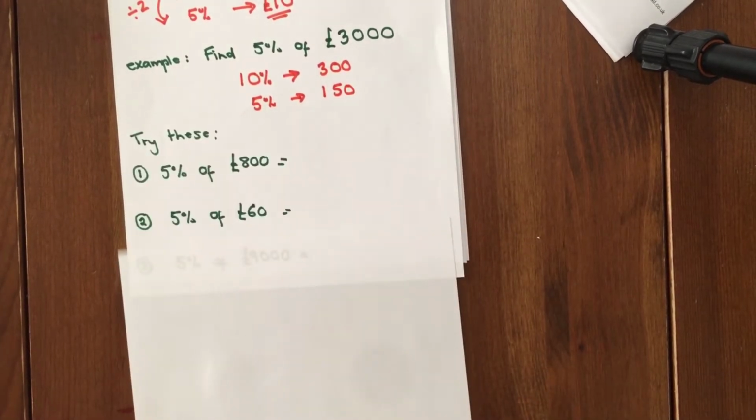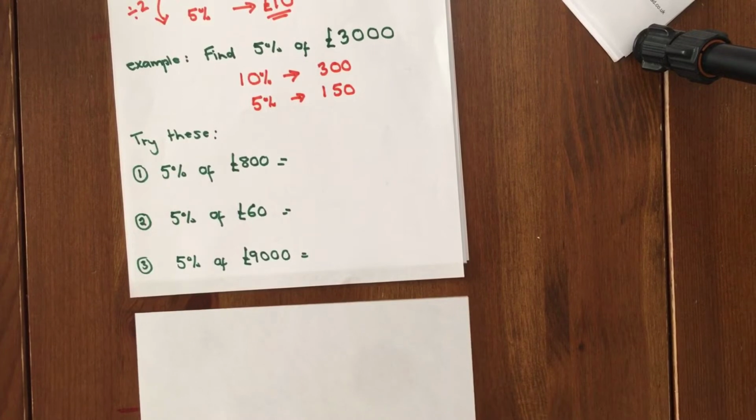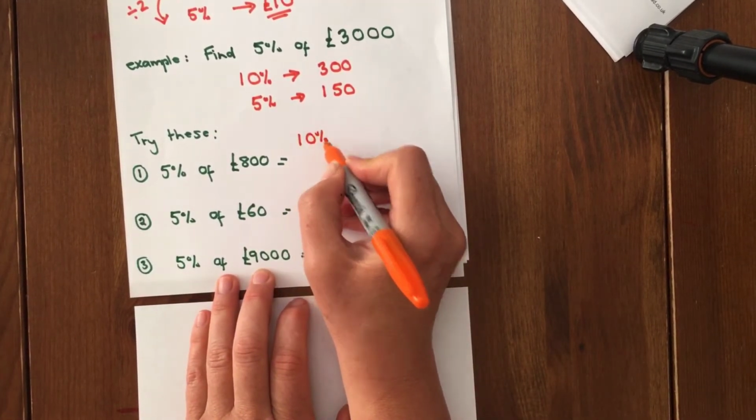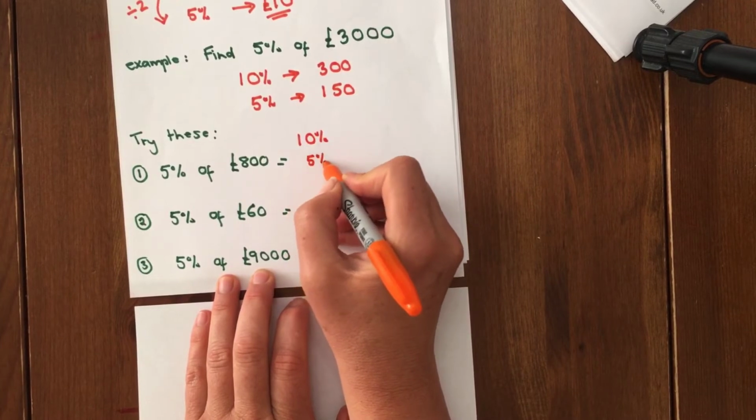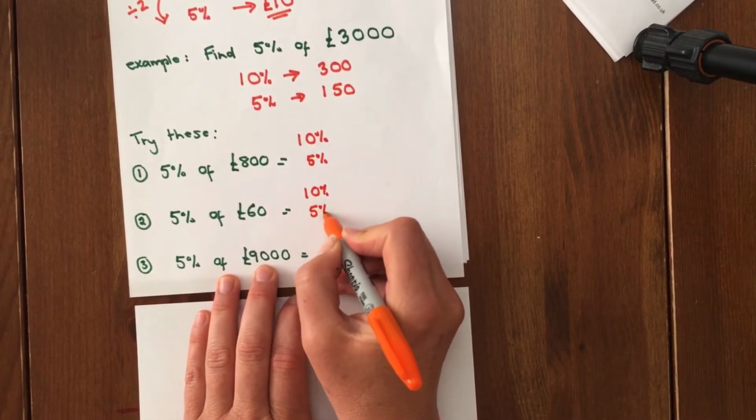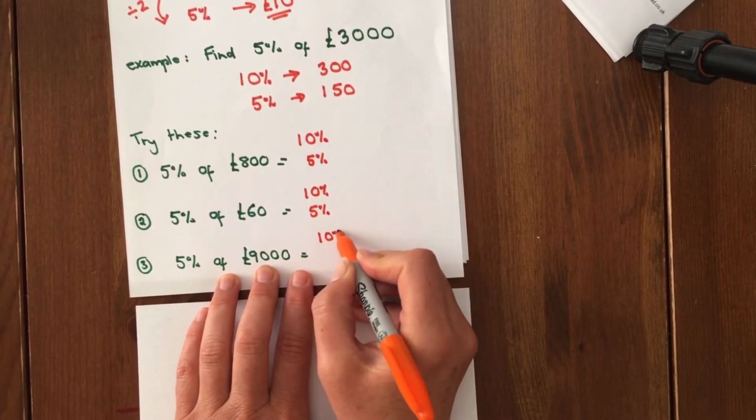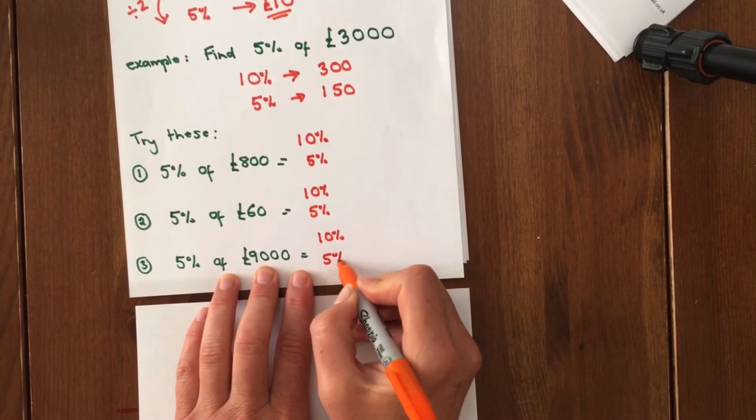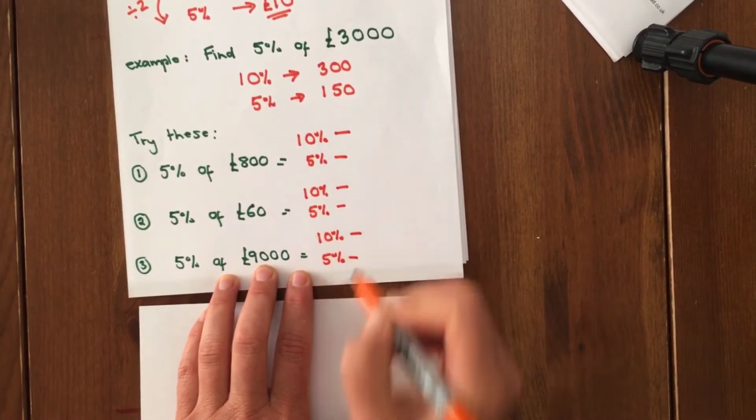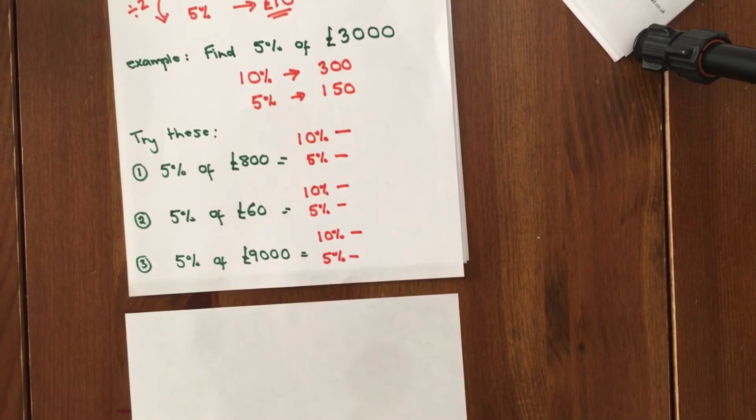Okay. So you're going to have a go at these 3 questions. Remember, in each question, find 10% first and then 5%. So pause the video and have a go at those questions.